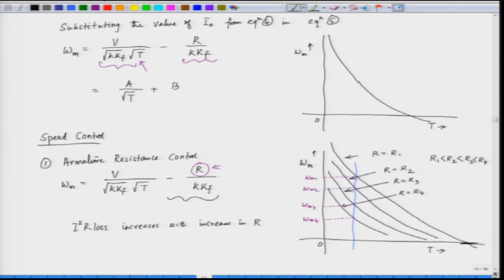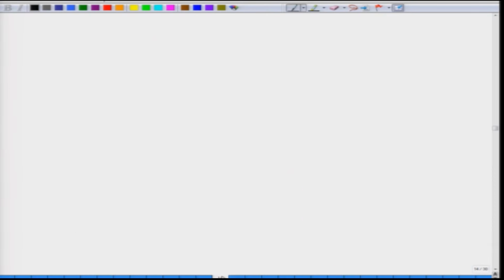Now, let us see another method here, that is the applied voltage control or the terminal voltage control. So, let us see, we have the speed torque characteristic omega m is V by under root k k f into under root T minus r by k k f. In this case, what we are doing here? We are changing V, we are not changing r, we are changing V.